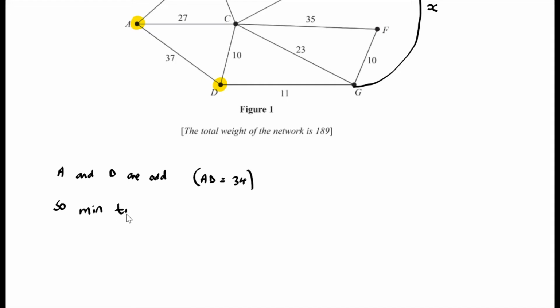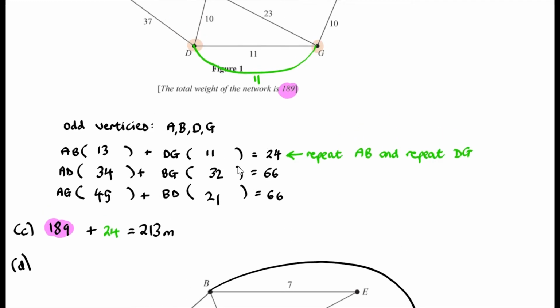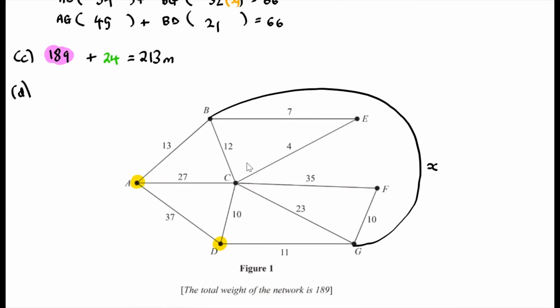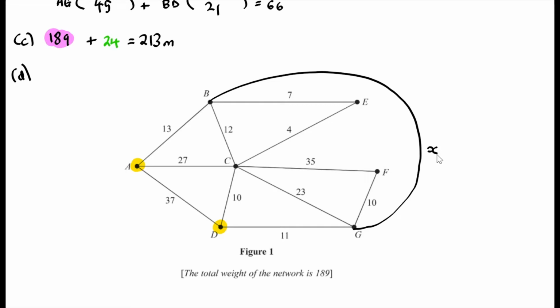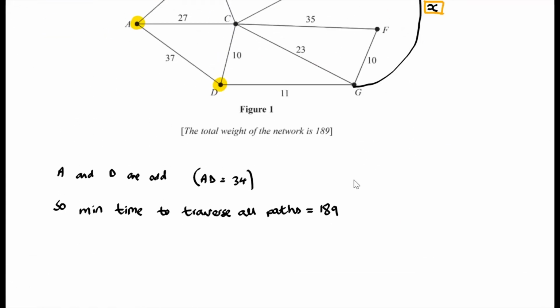Now, therefore, the minimum time to traverse all paths, let's just write this down. The minimum time to traverse all paths, we have this 189. Now BG, instead of it being 32, it is now X. Okay, so that refers to this X over here. So we have 189 plus this X plus this 34.